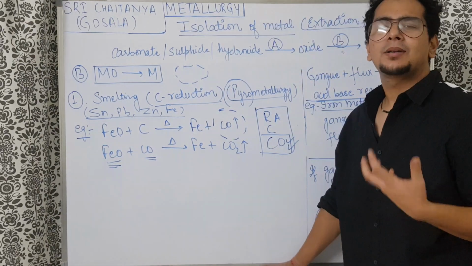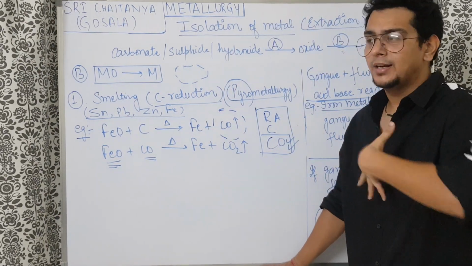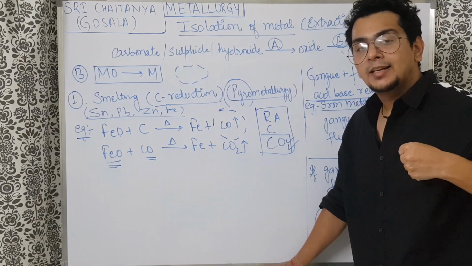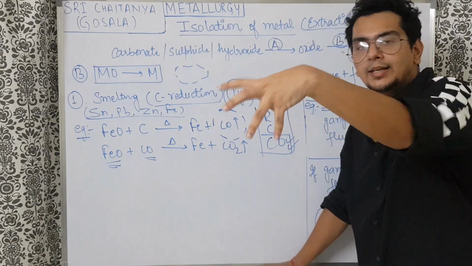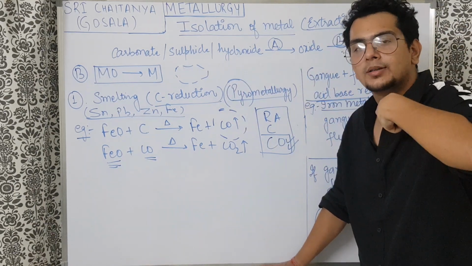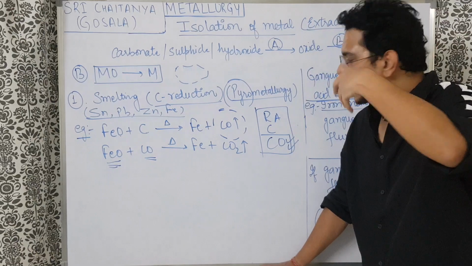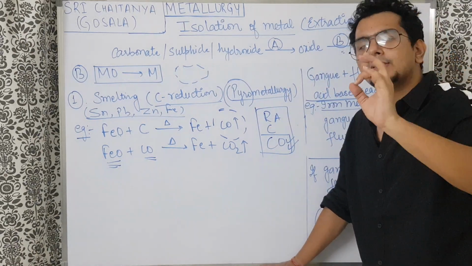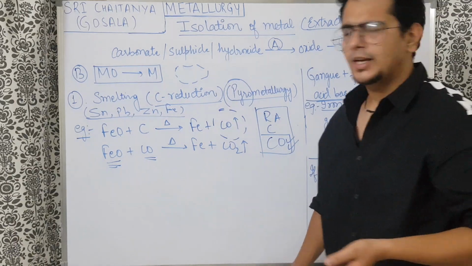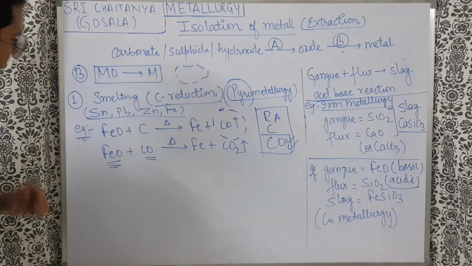Why? Because carbon reacts only with the surface where it came in contact, whereas carbon monoxide, being a gas, can move anywhere, will go inside the pores and will reduce everything inside the whole porous oxide also. As a result, carbon monoxide is the major reducing agent in the case of smelting. So you will see a lot of reactions of CO rather than carbon.